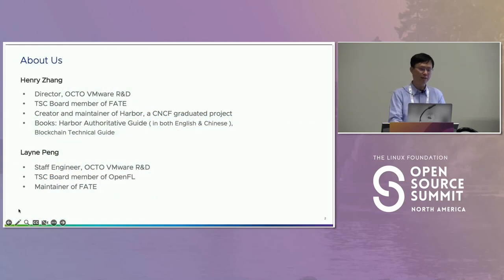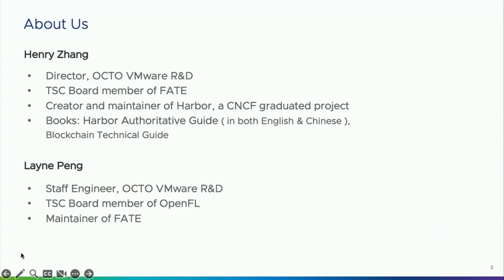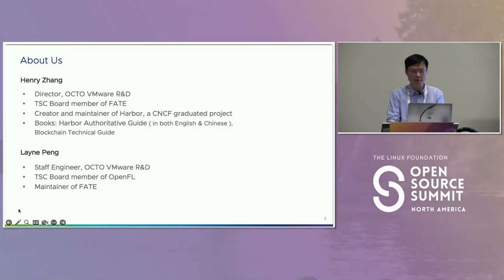Just a little bit of background about us. I'm working in the Octo of the VMware R&D. I'm currently the director leading a few efforts, mostly open source projects. I'm currently the TSC board member of the FATE open source project, and also the creator and maintainer of the open source project Harbor, a CNCF graduated project. And I wrote a few books on Harbor authoritative guides and the blockchain technical guides.